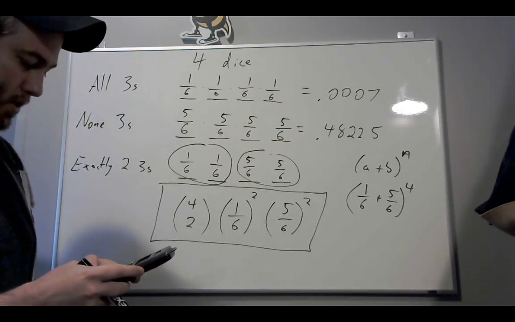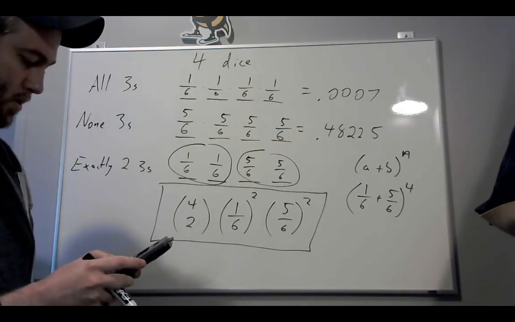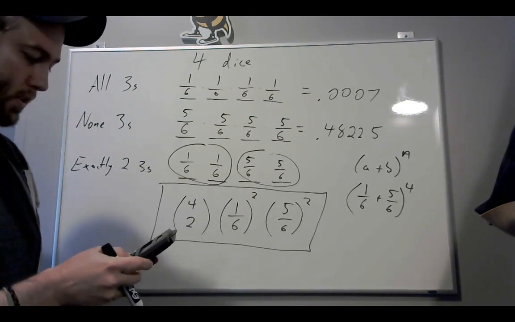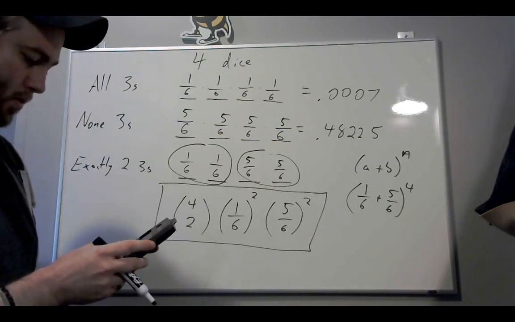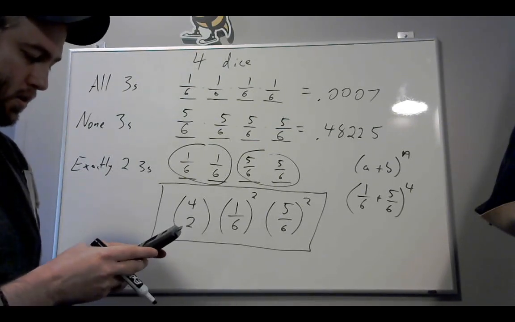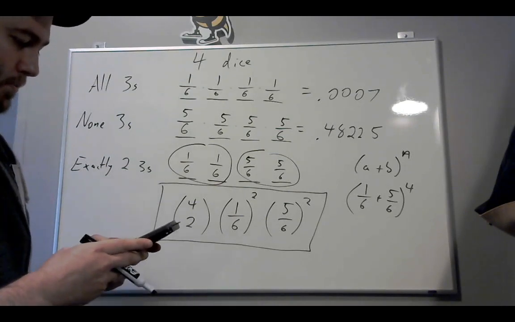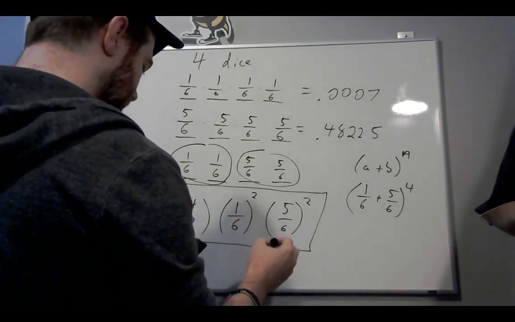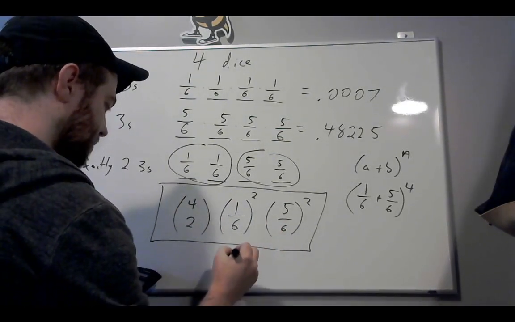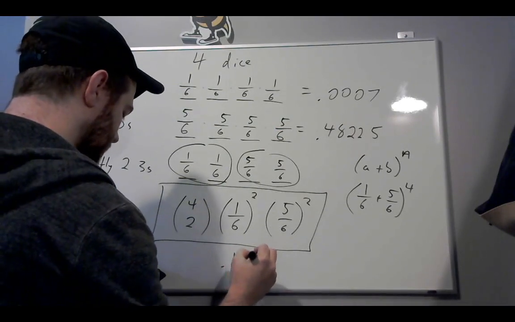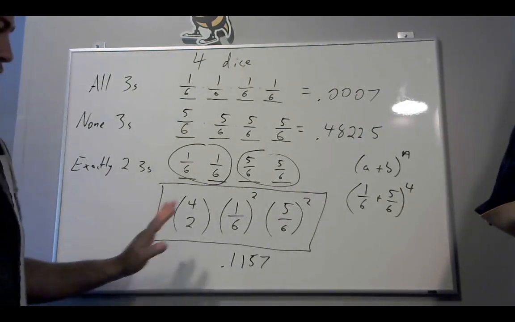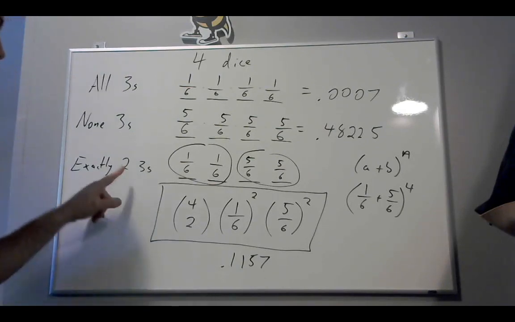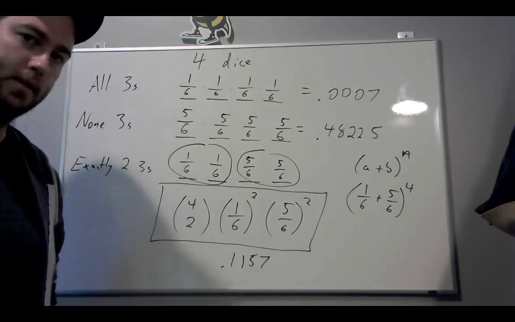So we have 6 times our 1/6 squared times our 5/6 squared, and we get 0.1157. So pretty close to 1/8 of the time we will get exactly two 3s.